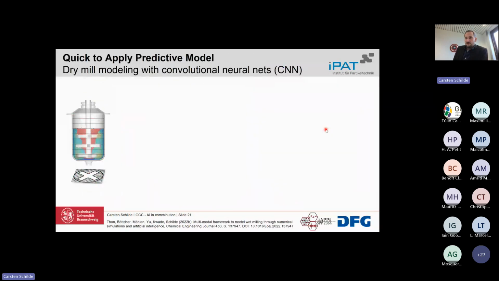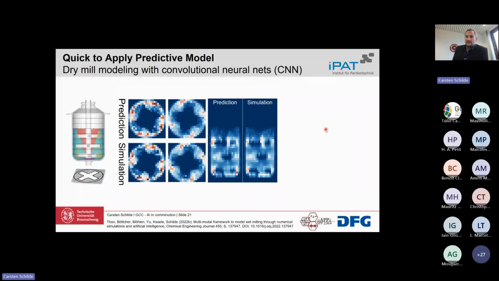This can be done also for the dry grinding. We also applied it for this vertical stirred media mill, but this is just an add-on where we can also have some simulations, which are given on the bottom, for example, and the prediction on the top. And if you compare this at different heights where we make the cuts through the mill, it looks quite good in the prediction.